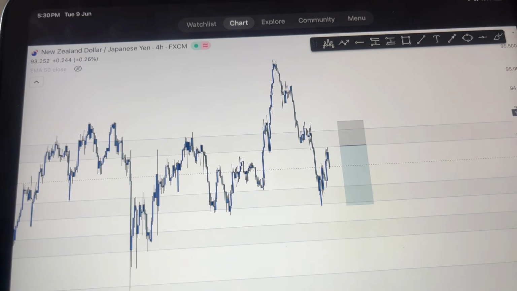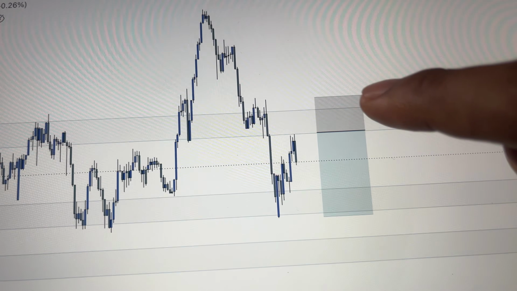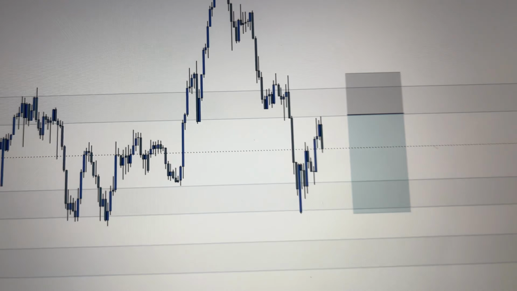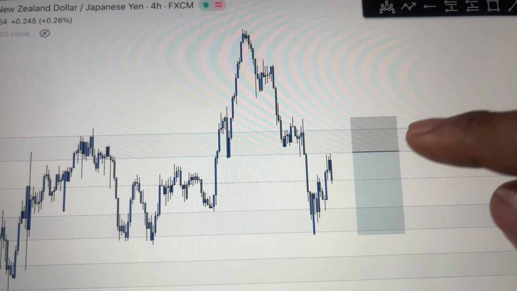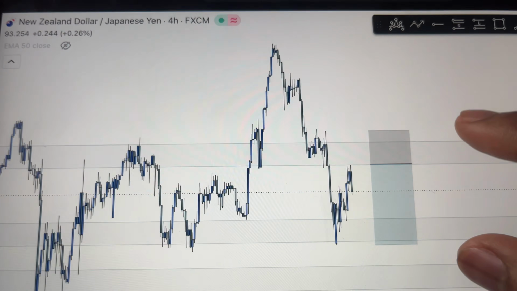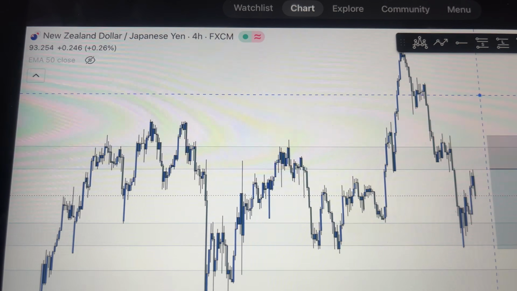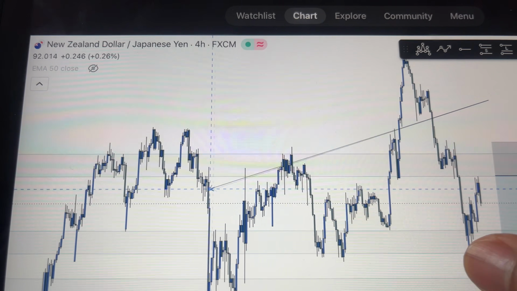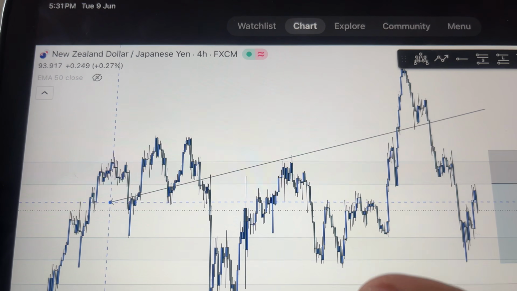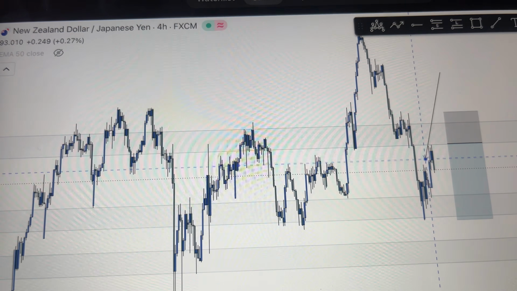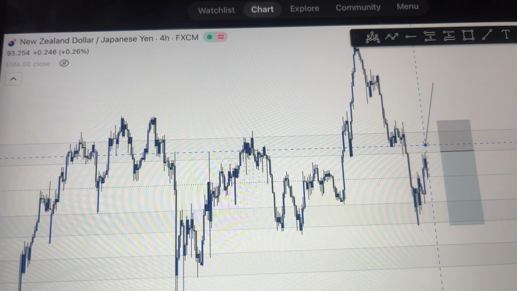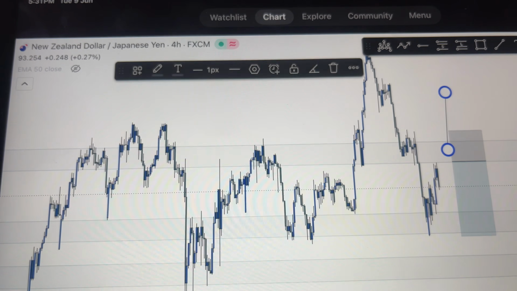On NZD JPY, I'm waiting for price to come all the way to this zone. As you can see, we made it, but I want price to actually dip a little bit inside this zone before I look forward to sell. Because as you can see, whenever price comes to this zone, we sell. Whenever price comes here, we sell. So I'm waiting for price to do the same thing here, come all the way here, give some kind of price rejection, and then we're gonna sell.